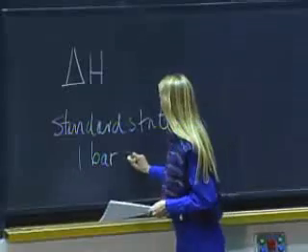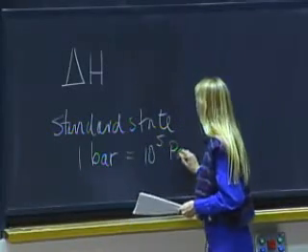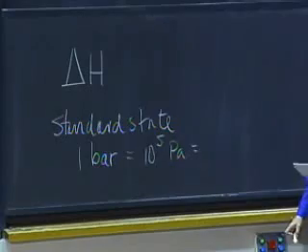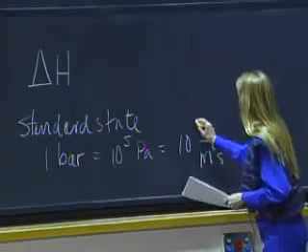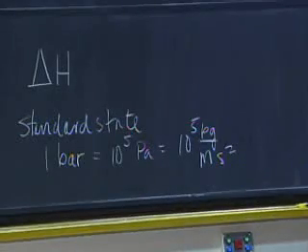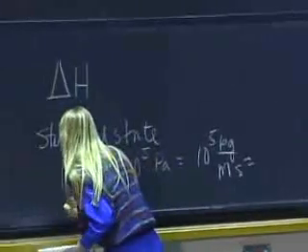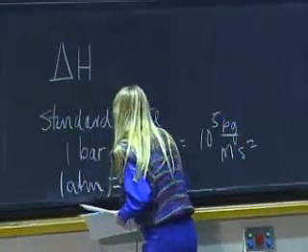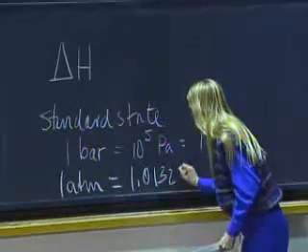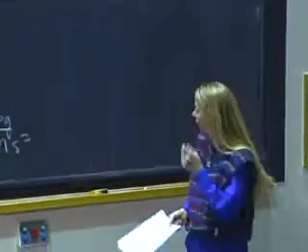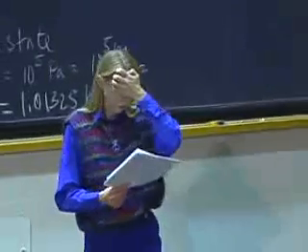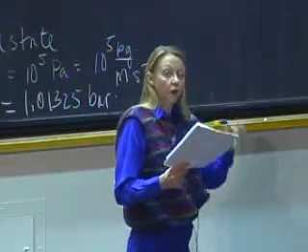But 1 bar is equal to 10 to the 5 pascals, right? And a pascal is a kilogram per meter second squared, so 10 to the 5 kilograms per meter second squared. And the relationship between bar and atmosphere is that 1 atmosphere is 1.01325 bar. All right? So an atmosphere is 1.01325 bar.